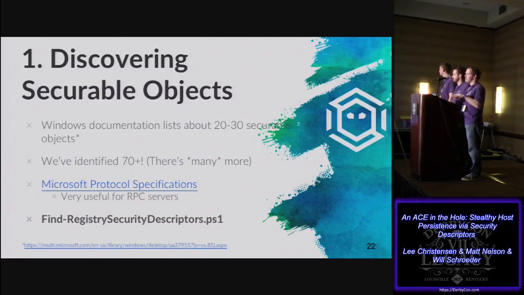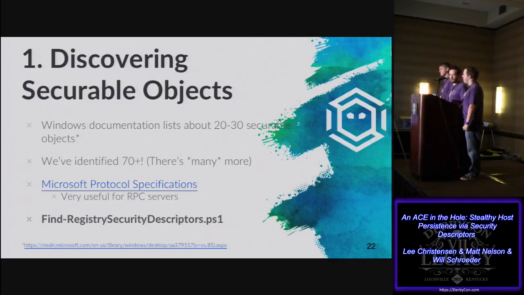So the first step, discovering securable objects, there's a few different approaches that we took. When you first start diving into securable objects, if you do just a quick Google search, you'll come up on MSDN where they list anywhere from like 20 to 30 objects. That's not quite the case. We've identified over 70, and that list just keeps growing the more we dig into it. There's so many different object types, so many different RPC servers, DCOM servers, so many different applications that use security descriptors that this list is going to keep growing.